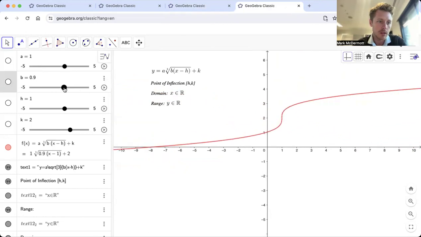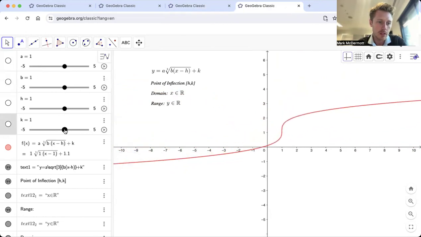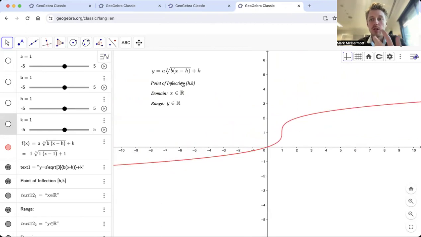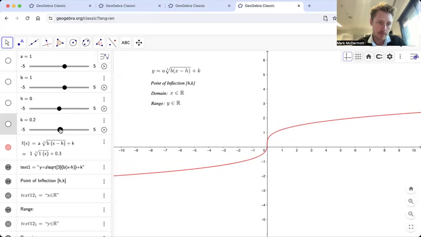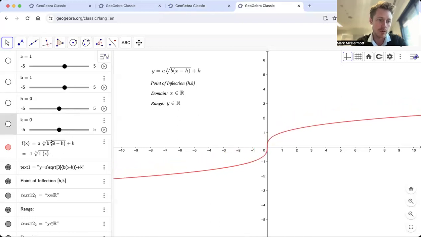So last one, let's put these back to normal. Let's make B 1. Let's make K 0. Okay, so now we've got the cube root of x essentially. So let's make these 0. We've got the cube root of x. So we can see here we've got the cube root of x. Let's start with the domain and range this time. There's no restrictions on the domain. You can have all real numbers, positive and negative, including 0. And the range is going to be from -infinity to positive infinity, so also all real numbers.